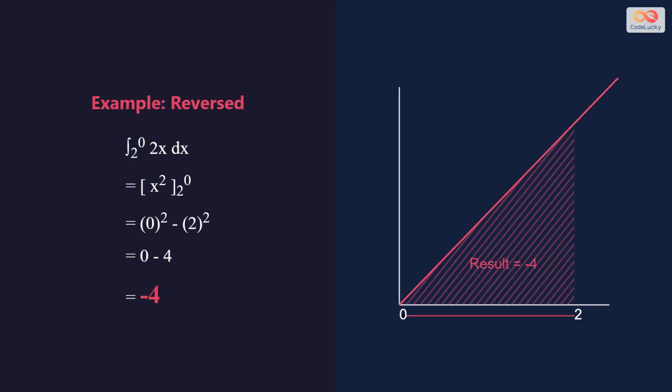Now, let's reverse the bounds and integrate 2x from 2 to 0. We evaluate x squared from 2 to 0. This gives us 0 minus 4, which equals negative 4. As expected, the result is the negative of our previous answer.